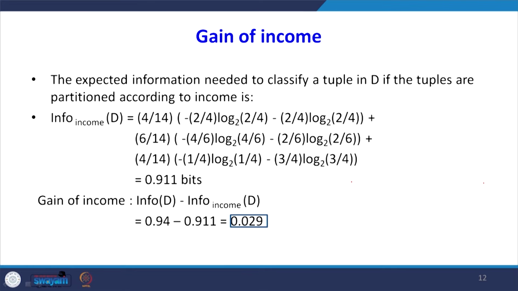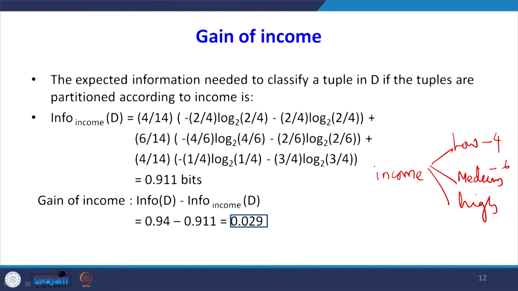What is the meaning is, if you use income as an attribute for the classification, how much information you can gain. So, the expected information needed to classify a tuple in D if the tuples are partitioned according to income is, so info for attribute income is 4 divided by 14. How we got this 4 for the attribute income? There were 3 levels: one is low, medium and high. In low there were 4, in medium there were 6, in high there were 4 values.